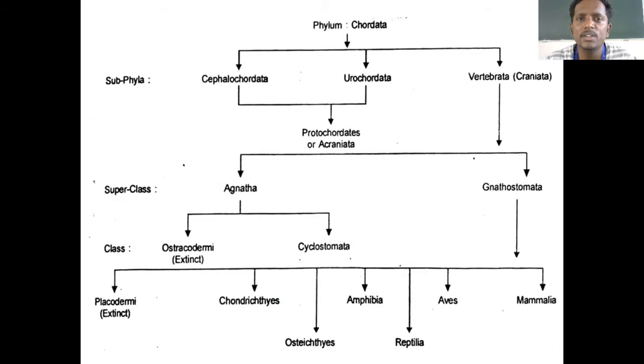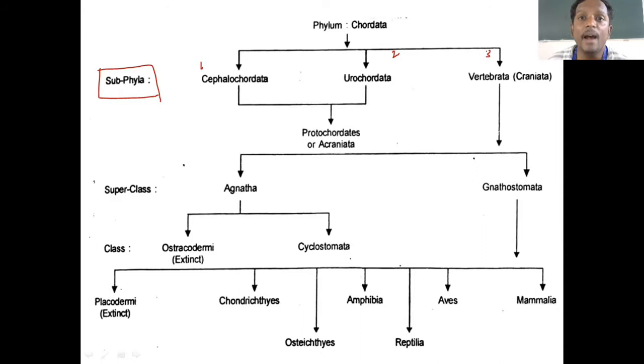Now, phylum Chordata is classified into three subphylum. You can see here it is classified into three subphylum. Remember, I also said Hemichordata was placed under Chordata before, even when I was studying. At that time, phylum Chordata was classified into four subphylum. But now we are studying only three subphylum. The three subphylum are, first one is called Cephalochordata, the second one Urochordata, and the third one Vertebrata.